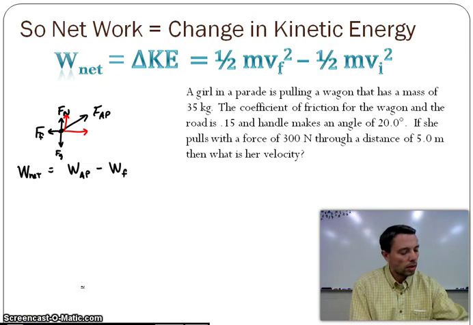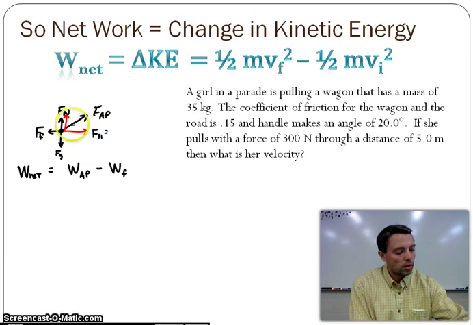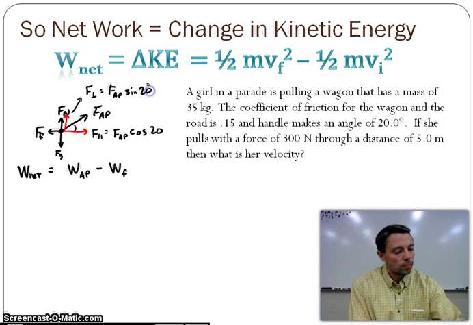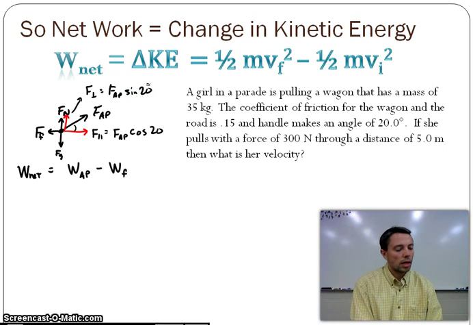Okay, and so now when I look at my two forces, I know that this one I'm going to call the parallel force because it's parallel, and it's the applied force times the cosine of my angle. And this one right here, I'm going to call the force perpendicular, which is the applied force times the sine of 20. Okay? And so now I can start to look at how much work was done.